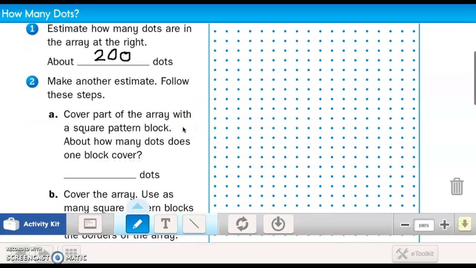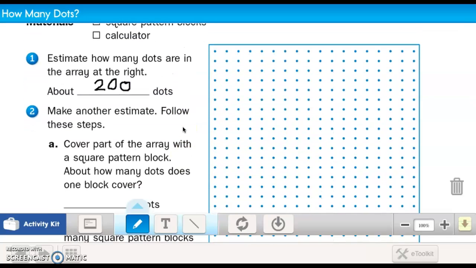So now we're going to do another step to help us estimate in a better way. It says cover part of the array with a square pattern block. How many dots does one block cover? So instead of covering it with a block, I'm going to just draw a box. So I'm going to count 1, 2, 3, 4, 5, 6, 7, 8, 9, 10, 11, 12, 13, 14, 15, 16, 17, 18, 19, 20.